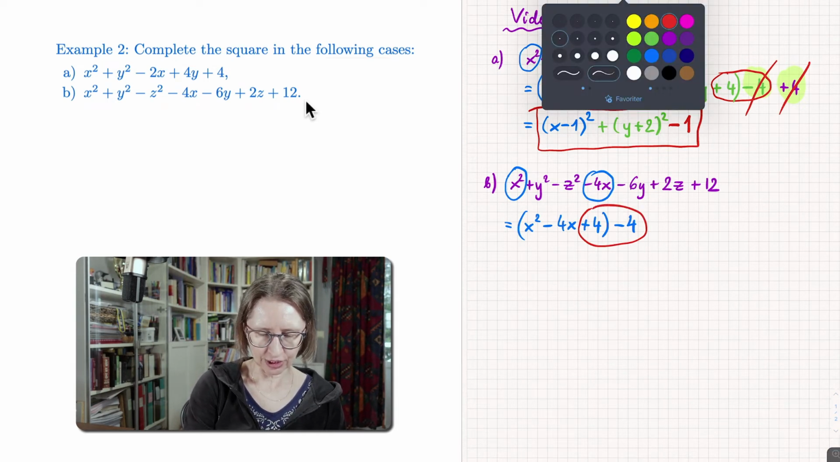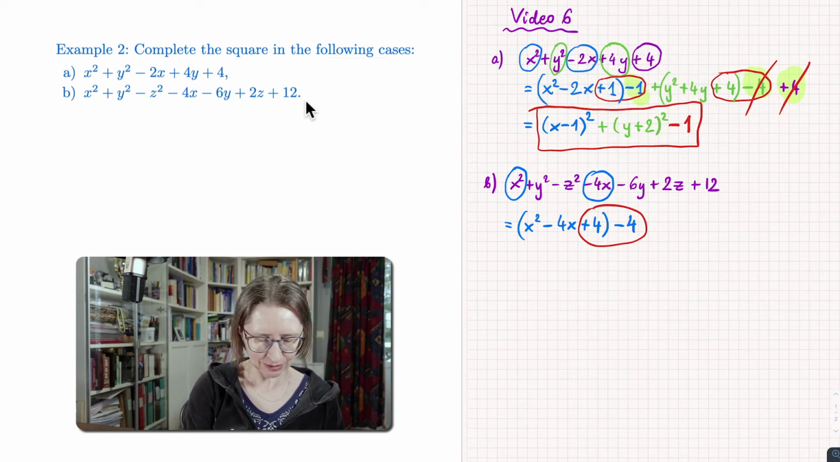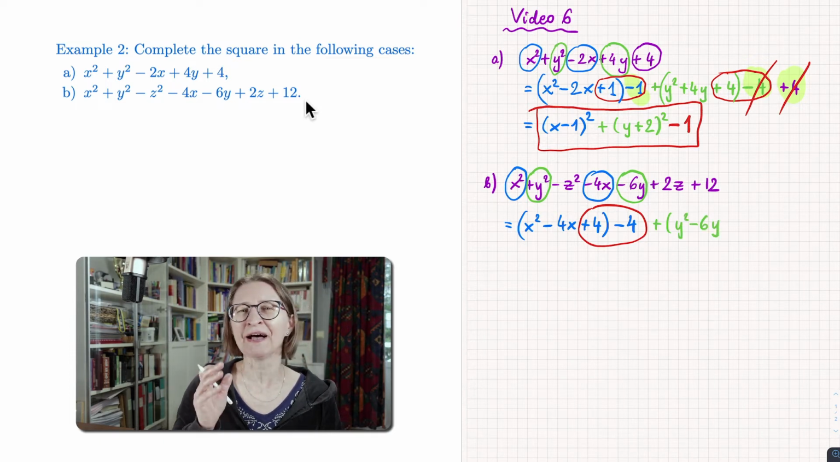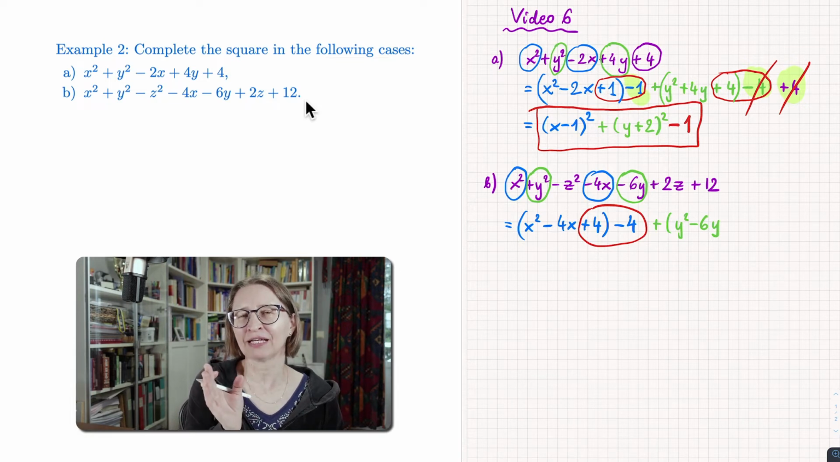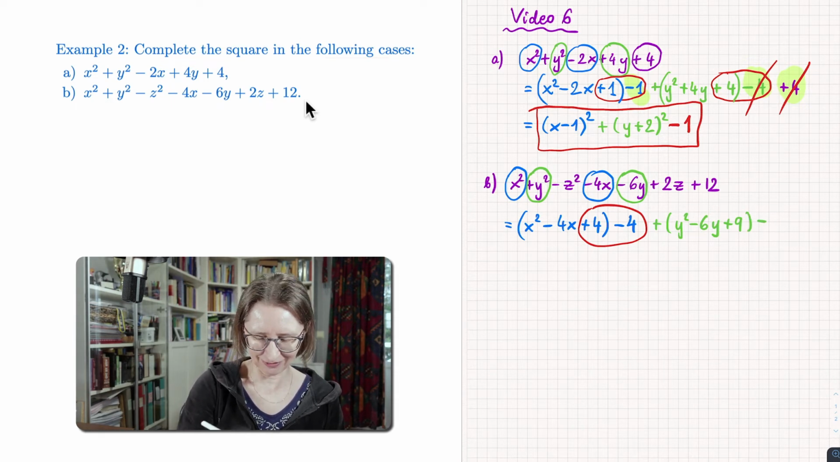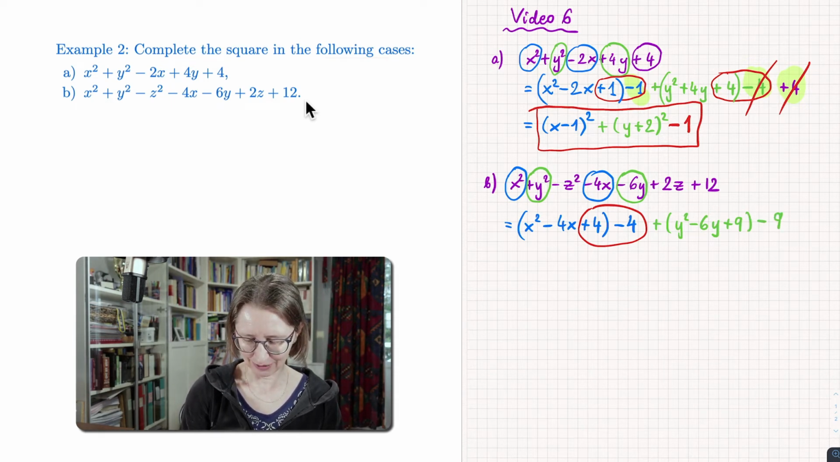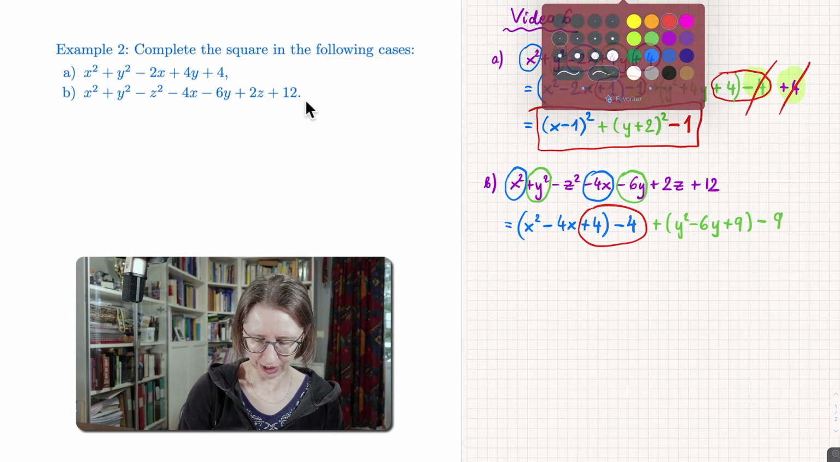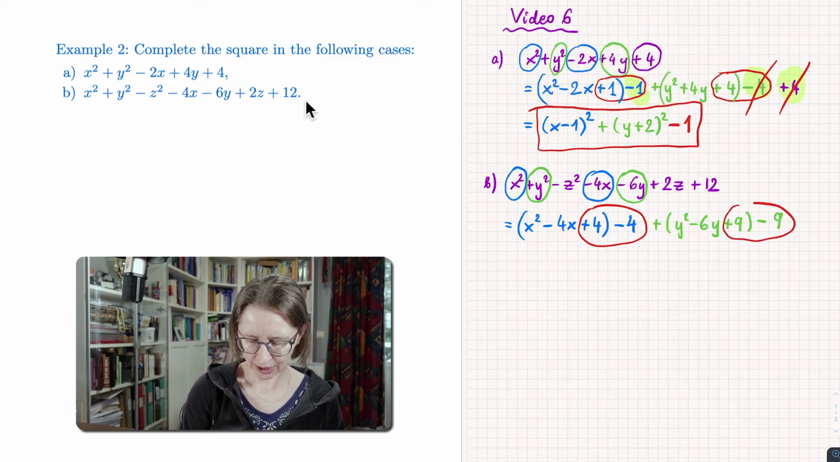Then I proceed to my next variable, which is y. I have here y squared minus 6y. So then I write y squared minus 6y. And 6 is 2 times 3. So I understand that I have to add 3 squared, which is 9. And then, of course, I have to subtract this 9. And it's better to write really 9 when I mean 9. So here is the 0 operation, nothing happened.